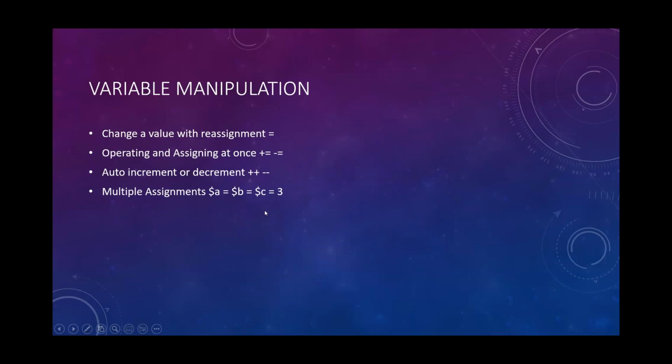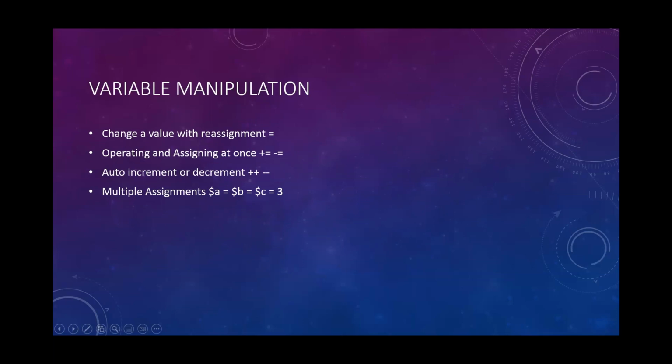And I can do multiple assignments on a single line. Now I've got $A equals $B equals $C equals 3. You can't put that 3 somewhere in the middle. The actual value that you're assigning has to be all the way on the right, but you can stack those variables on the left. So here I've got variable A is going to be equal to variable B is equal to variable C, which is equal to the value 3.